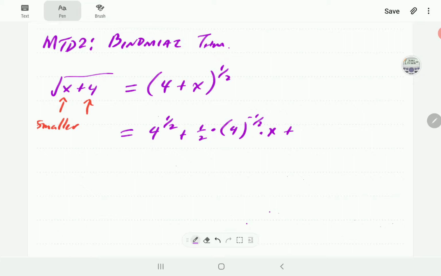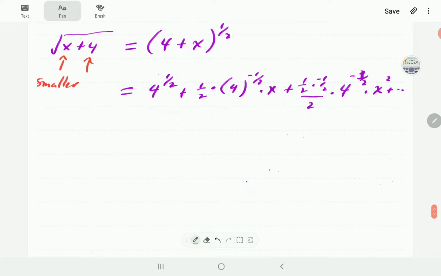The third term, which is the last term we need, will be 1/2 times -1/2 over 2, 4 to the power -3/2. Just make sure that you can remember how to go through these. Then the first one is just 2. The second one, x times 4 to the power -1/2, is just 1 over 4 to the half, which is 1 over 2. So that's going to be x over 4. And then this one is going to simplify to x squared over 64. And then there are going to be lots of other terms.